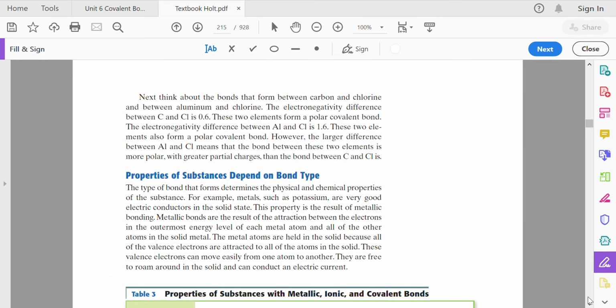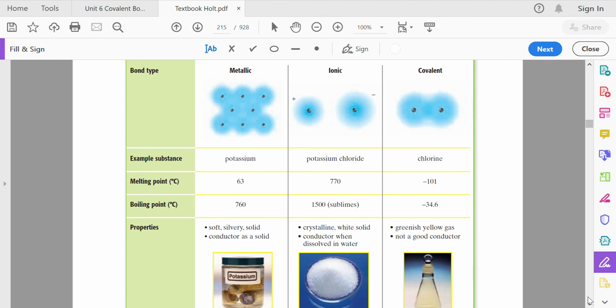Okay, and I think that's about it. I guess we'll end with some short discussion of what that does to the materials that are made out of these different types of bonds. Well, if it's a metallic bond like potassium, notice the relatively low melting point, a middle kind of boiling point. The properties are soft. Metals can be soft, silvery, solid.